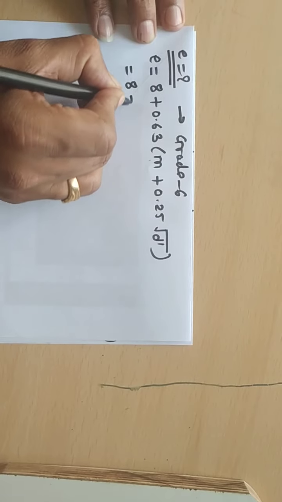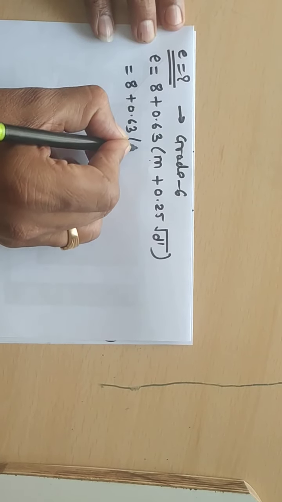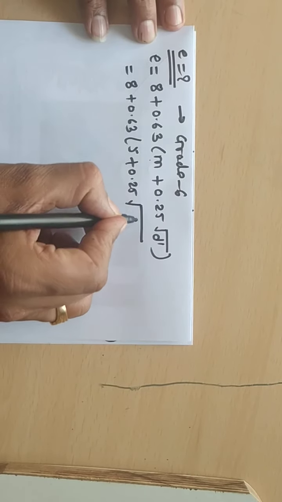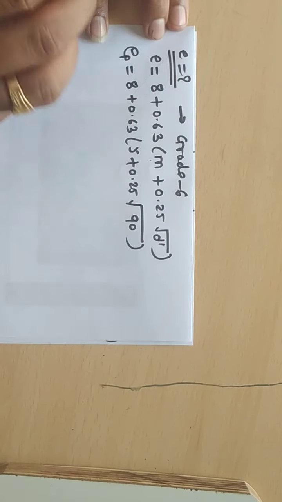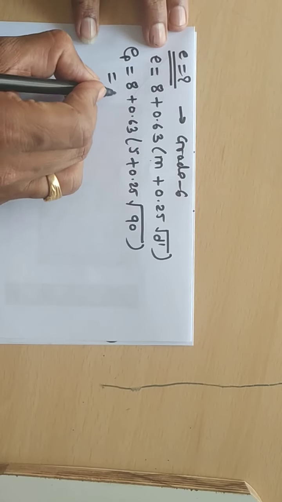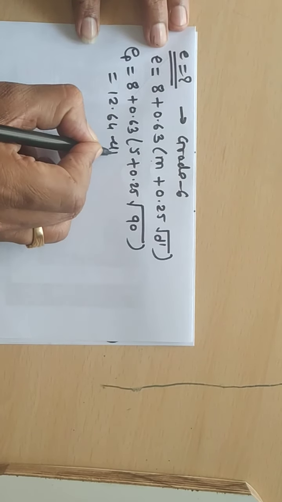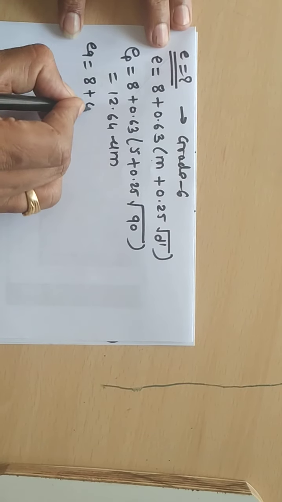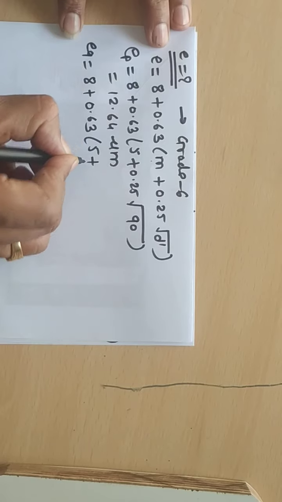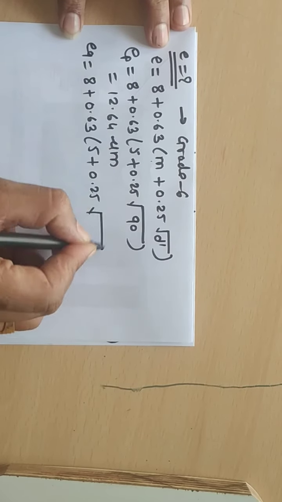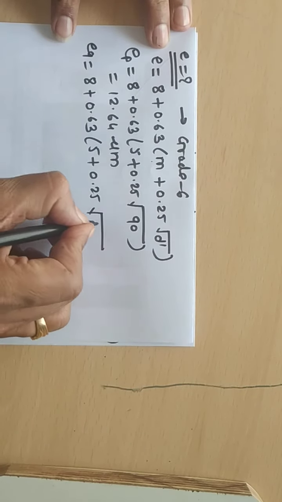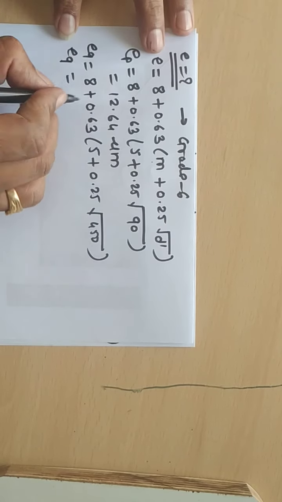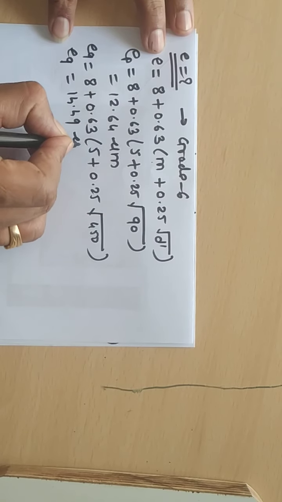Now 8 plus 0.63, M is 5, plus 0.25 under root, instead of D dash you have to put dp dash, that is 90, then you get the value of EP. That EP is nothing but 12.64 micrometer. You have to calculate this value. Similarly find out EG, same 8 plus 0.63 M, 5, plus 0.25 under root, instead of dp dash you have to put dg dash, that is 450. Find out the value of EG. This EG is 14.49 micrometer.